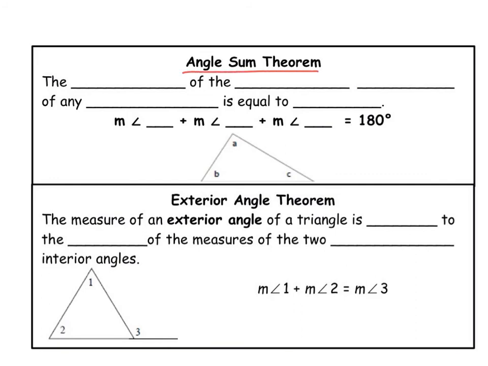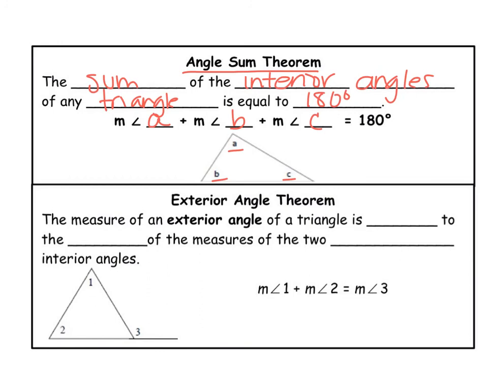Okay, finally we're moving on to two theorems for triangles, and the first theorem is our angle sum theorem. And basically all it's saying is the sum of the interior angles, and interior means inside, the interior angles of any triangle. That sum is equal to 180 degrees. So the measure of angle A plus the measure of angle B plus the measure of angle C has to equal 180 degrees.